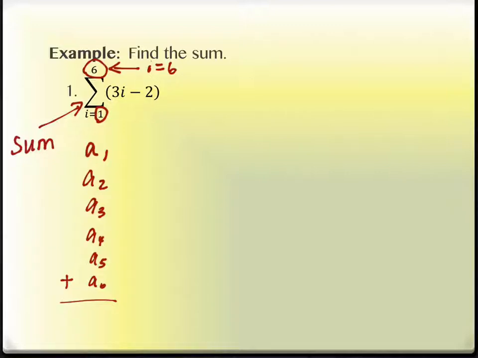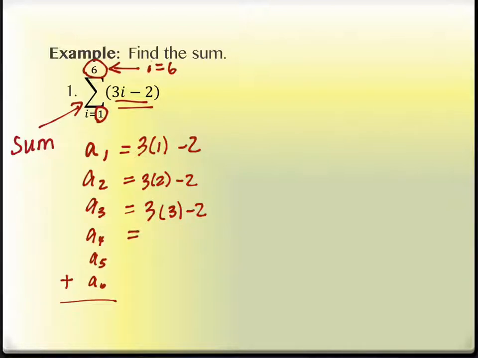So what we're actually going to do is we're going to take this expression and we're going to evaluate it at 1, and evaluate it at 2, and evaluate it at 3. So it's going to look like this: 3 times 1 minus 2, which we'll find in a minute. And I've got 3 times 2 minus 2, and 3 times 3 minus 2, all the way down to 3 times 6.